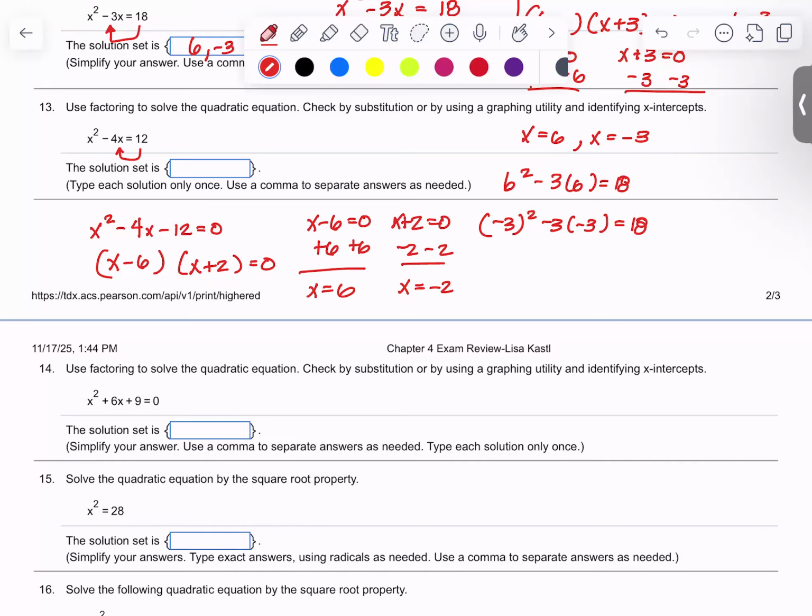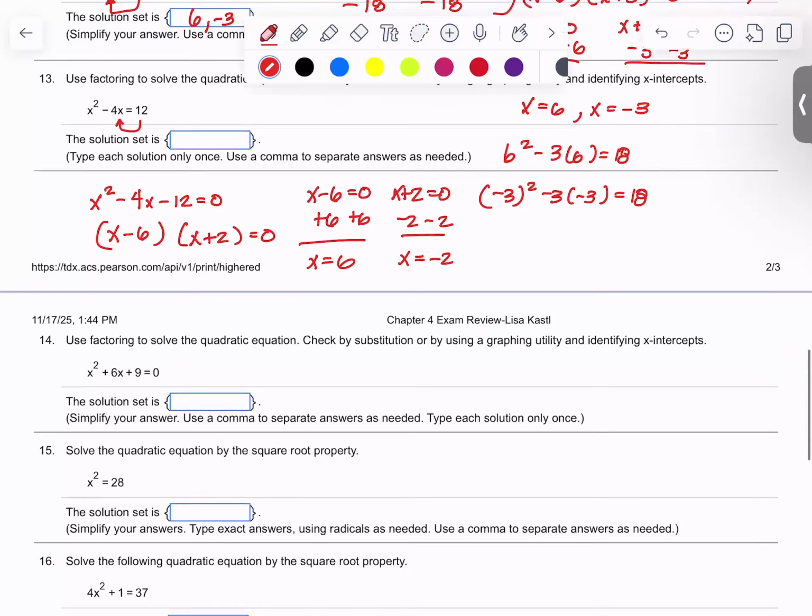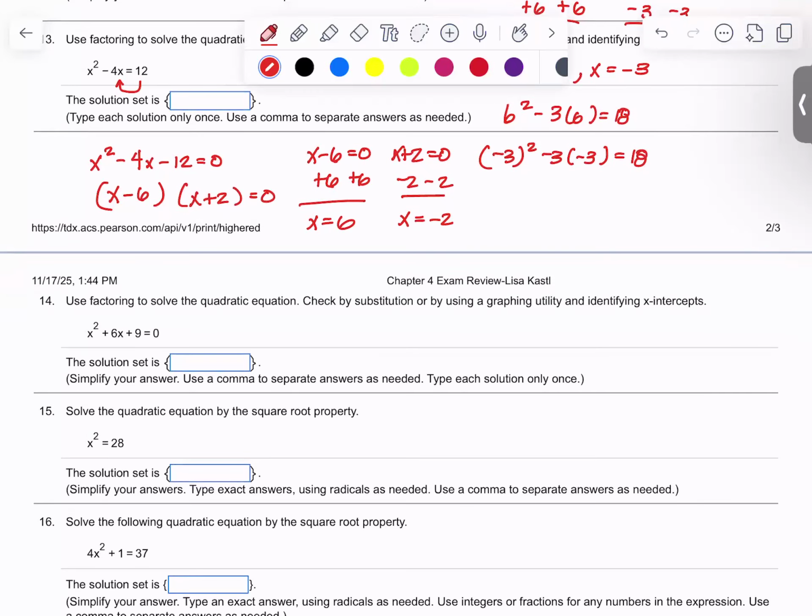All right, use factoring to solve the quadratic equation. This is a perfect square trinomial, and I know it's a perfect square trinomial because the first term is a perfect square, as is the last, and the middle term is the square root of the first times the square root of the last times 2. So this factors as x plus 3 times x plus 3.